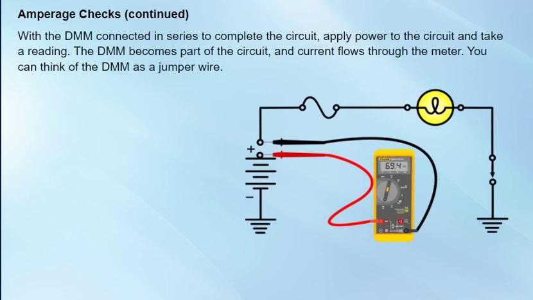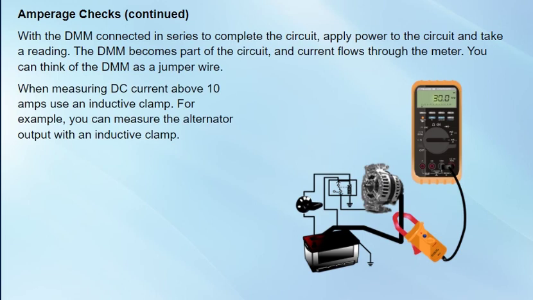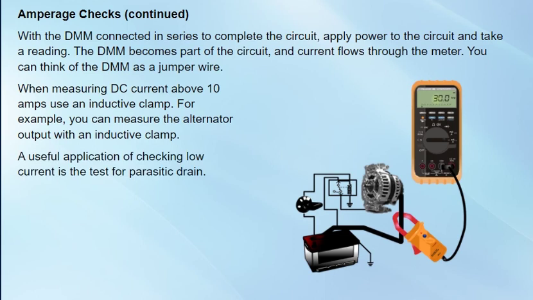With the DMM connected in series to complete the circuit, apply power to the circuit and take a reading. The DMM becomes part of the circuit and current flows through the meter. You can think of the DMM as a jumper wire. When measuring DC current above 10 amps, use an inductive clamp. For example, you can measure the alternator output with an inductive clamp. A useful application of checking low current is the test for parasitic drain.